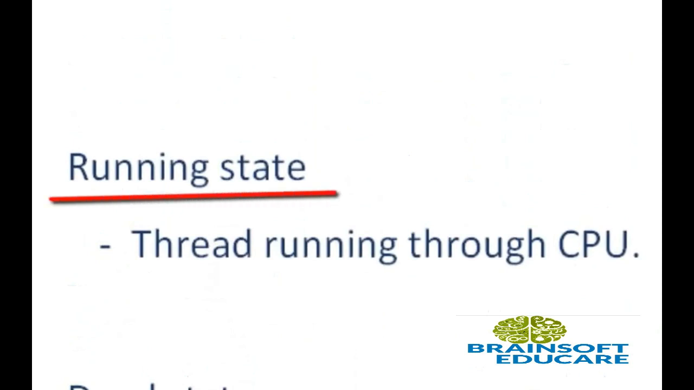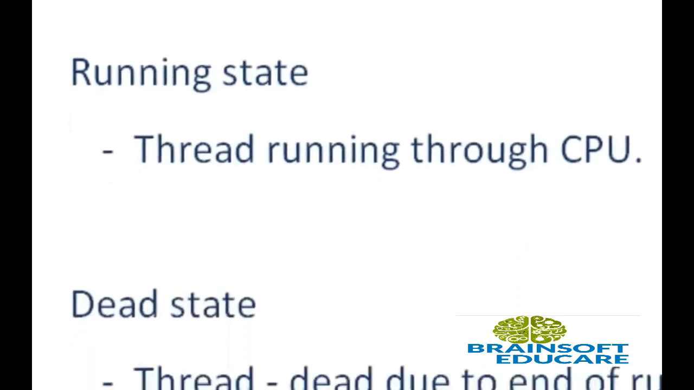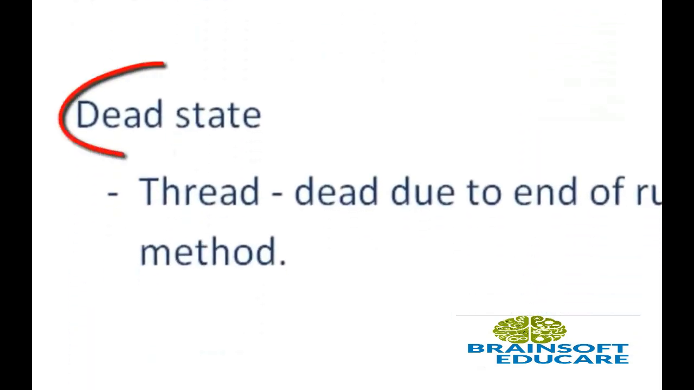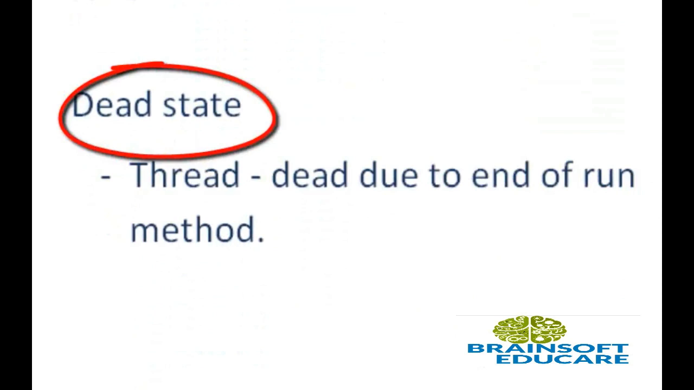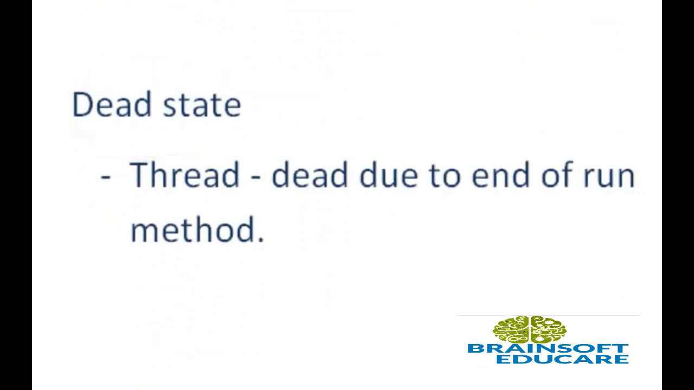Running state. Thread is running through the CPU. When a thread gets access to the CPU, at that time the thread is in running state. Dead state. When the running process of a thread is completed, that means the thread is in dead state.